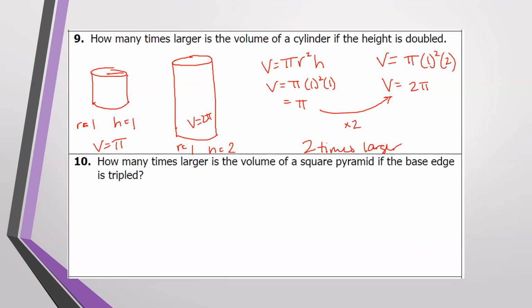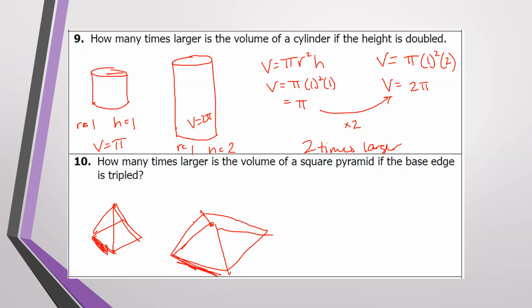Number 10, you have a square pyramid. And you can draw a picture if you want to. Okay, you have a square pyramid, and you're going to triple the base edge. So the base is going to get 3 times as big. The height is not going to change though. The height is not changing. The slant height is not changing. The only thing that's changing is this length is being tripled.